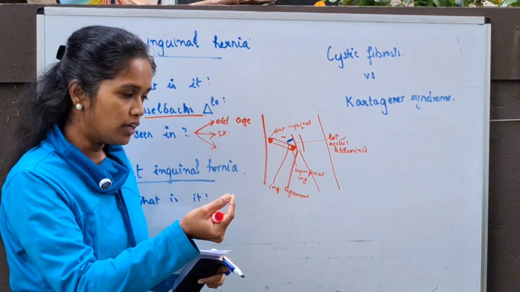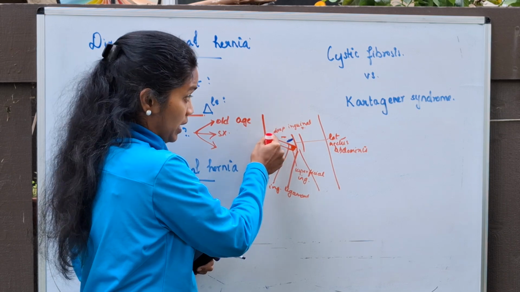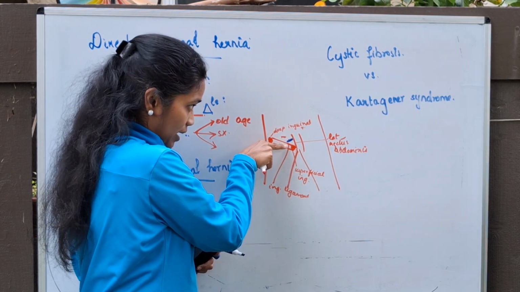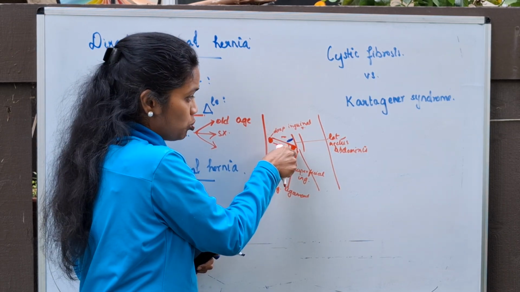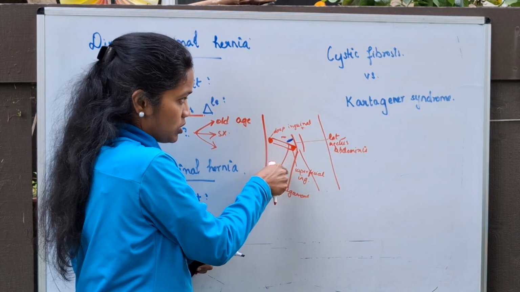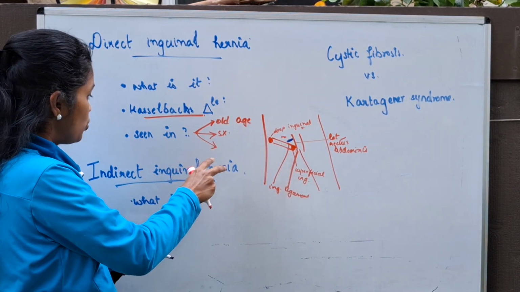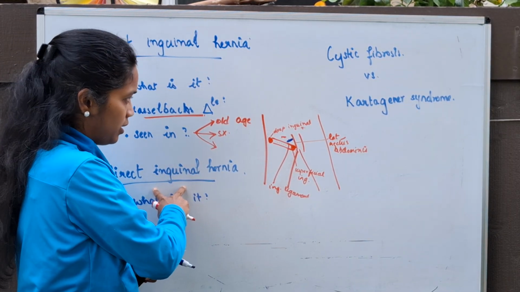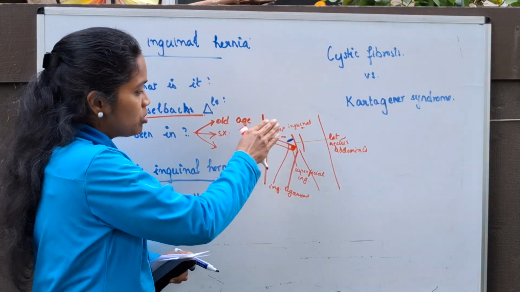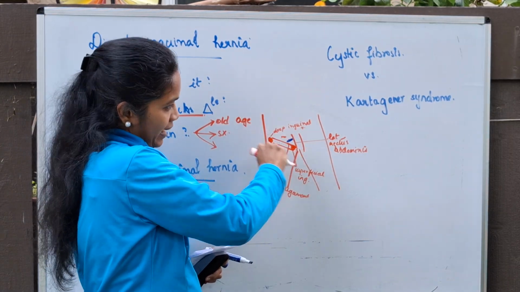When the abdominal contents travel through the deep inguinal ring into the inguinal canal and through the superficial ring, and then protrude outside, it is known as the indirect inguinal hernia. Because it is taking the longer route, it is indirect.